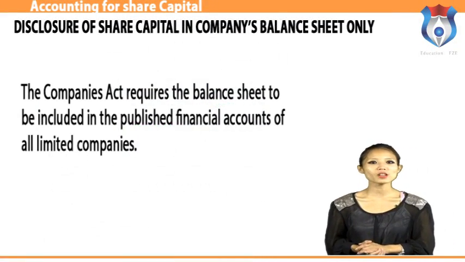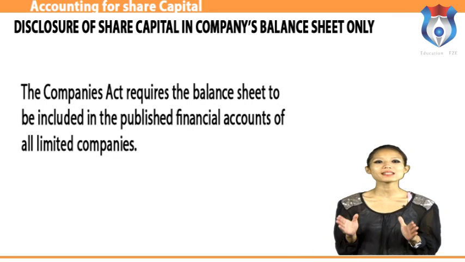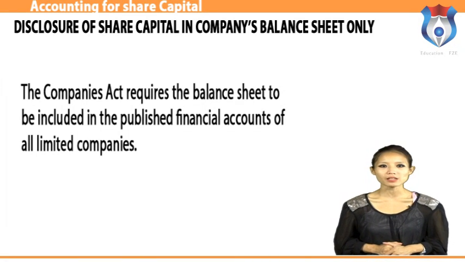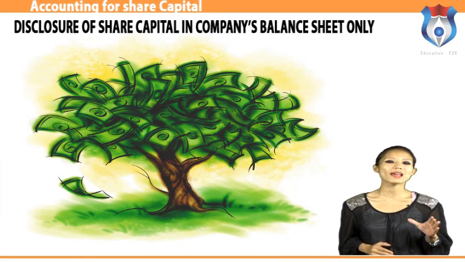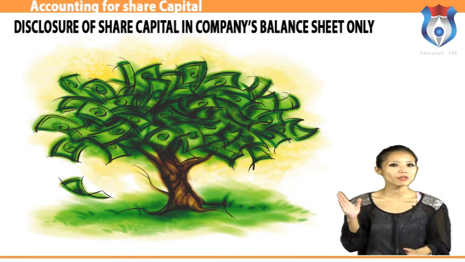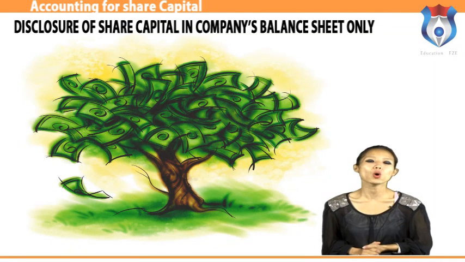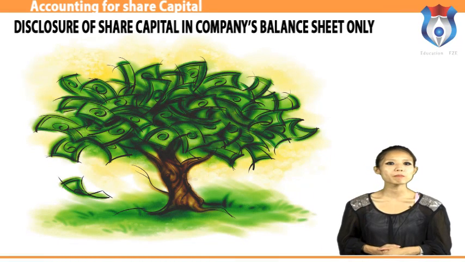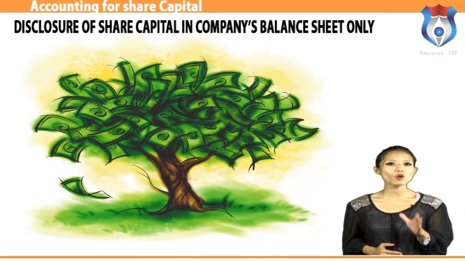Let us know about disclosure of share capital in the company's balance sheet. The Companies Act requires a balance sheet to be included in the published financial accounts of all limited companies. In reality, all other organizations that need to prepare accounting information for external users will also produce a balance sheet, since it is an important statement of the financial affairs of the organization. In share capital of a company, we have to show authorized capital, subscribed capital, called-up capital, and paid-up capital. For calculating paid-up capital, we will deduct calls unpaid and add the original paid-up amount of forfeited shares.